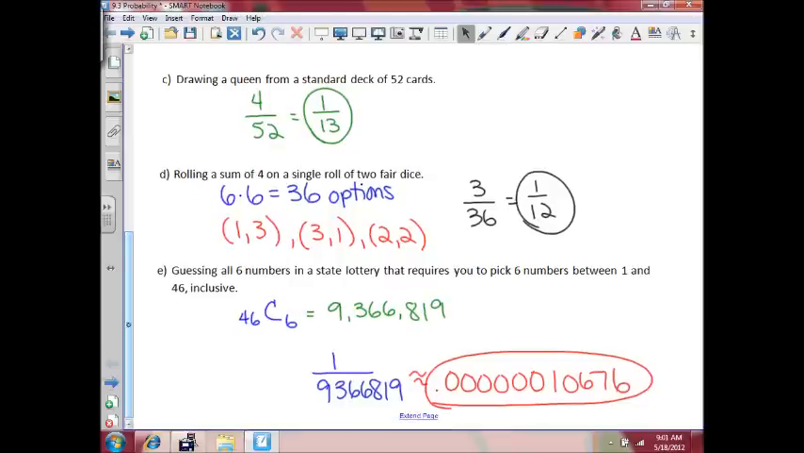Now in E, there are 9,366,819 different lottery tickets that can be made. Only 1 of those is a desirable event. That's why it's 1 divided by 9,366,819.